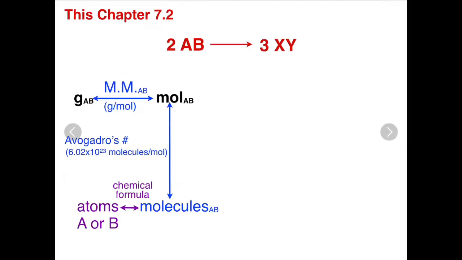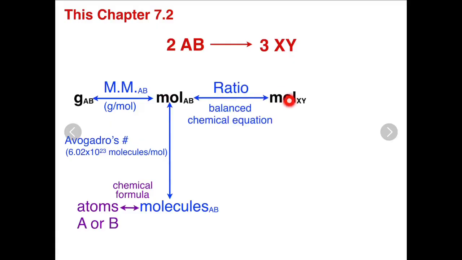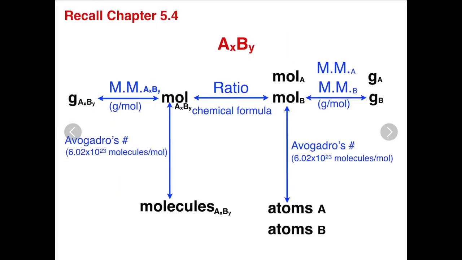This chapter just adds one more layer to that. Instead of going all the way to the atoms of the same molecule, we are actually going to go from one molecule to another. So here, we are still going to use the mole to mole ratio. If you go from moles of something to something else, you need to use the mole to mole ratio.